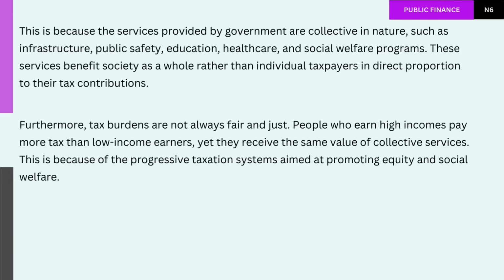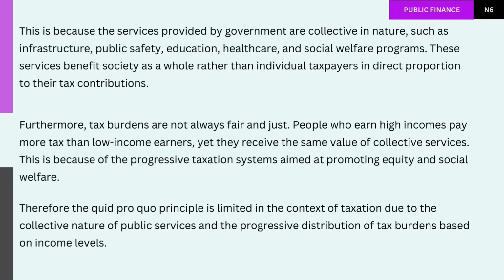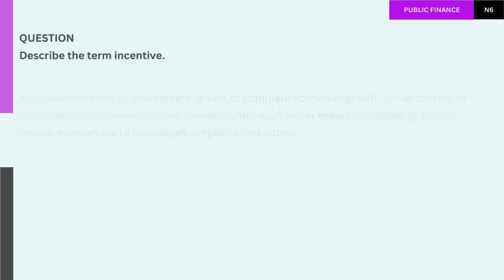Furthermore, tax burdens are not always fair and just. People who earn high incomes pay more tax than low-income earners, yet they receive the same value of collective services. This is because of the progressive taxation systems aimed at promoting equity and social welfare. Therefore, the quid pro quo principle is limited in the context of taxation due to the collective nature of public services and the progressive distribution of tax burdens based on income levels.